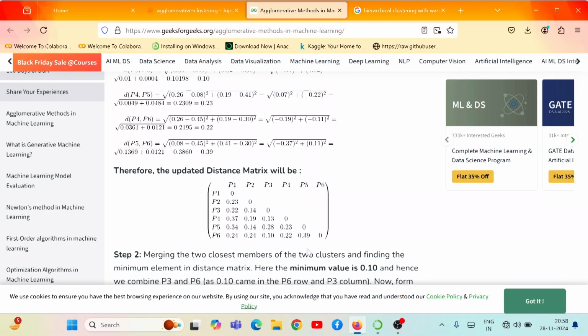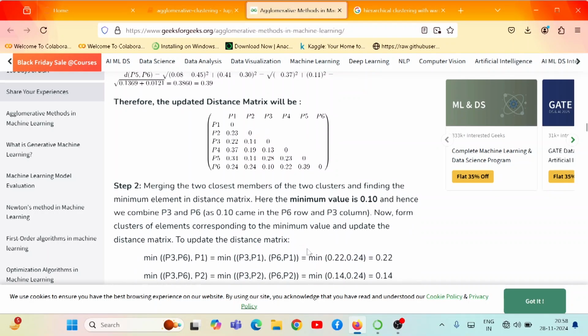Now let's see how the principle of hierarchical clustering works in the case of agglomerative. Here we try to merge those points which are very close to each other. If you observe this matrix, the minimum is between P6 and P3. This value is 0.10, which is the minimum among all these distances. So now we have to merge P6 with P3. That is the first cluster we can form.